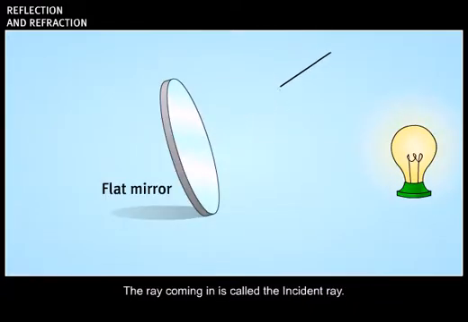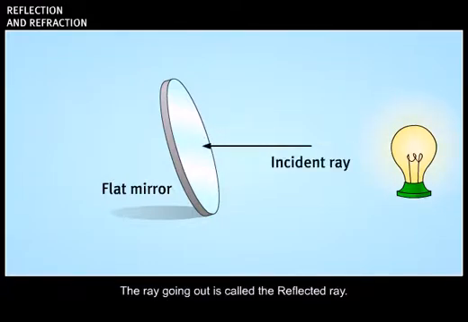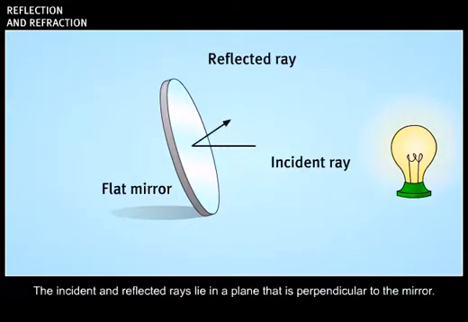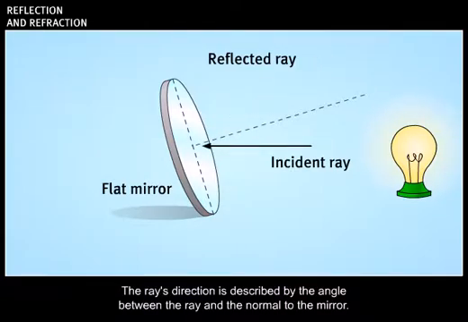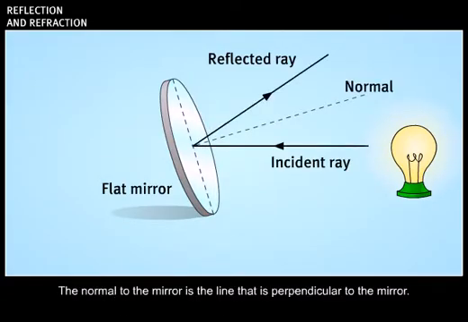The ray coming in is called the incident ray. The ray going out is called the reflected ray. The incident and reflected rays lie in a plane that is perpendicular to the mirror. The ray's direction is described by the angle between the ray and the normal to the mirror. The normal to the mirror is a line that is perpendicular to the mirror.